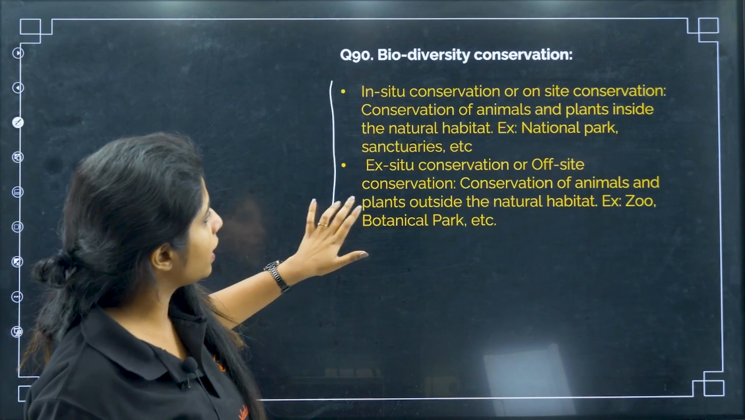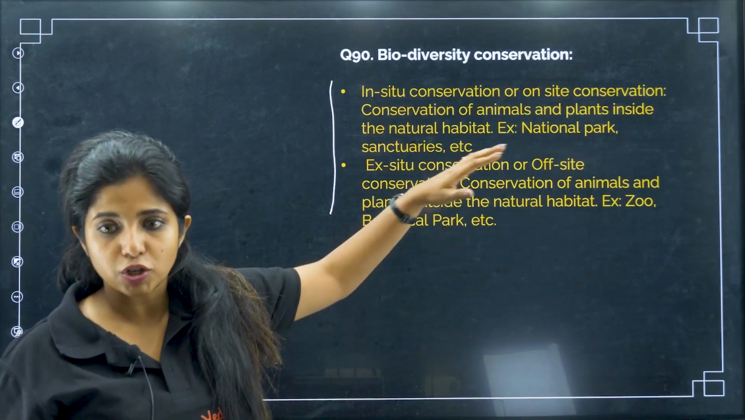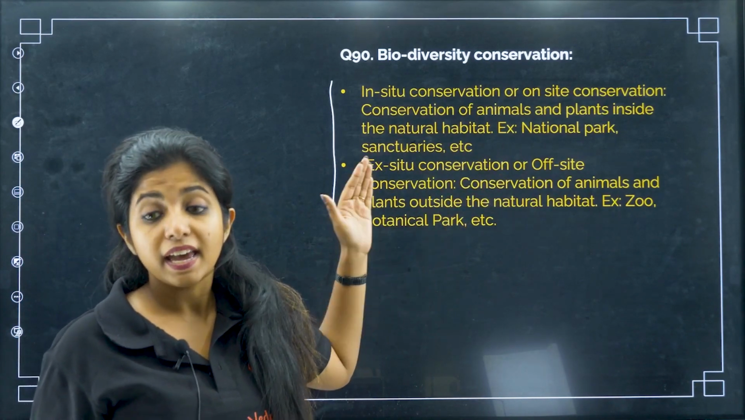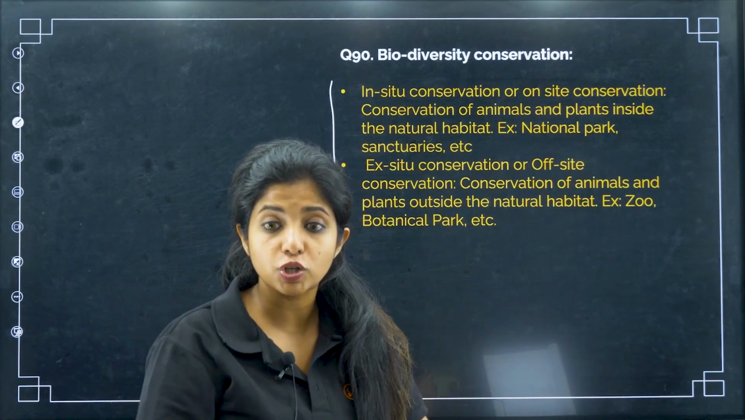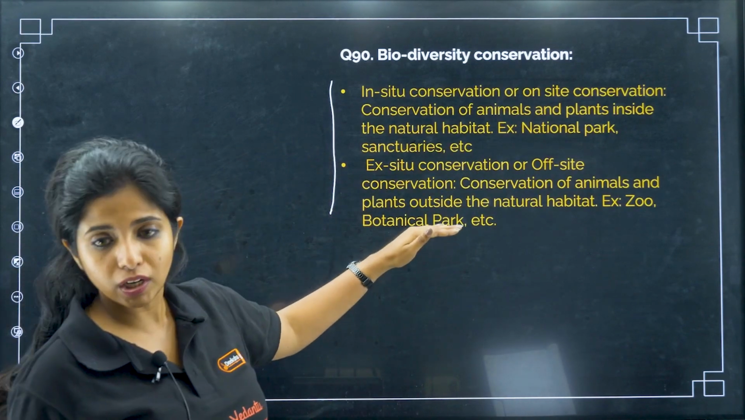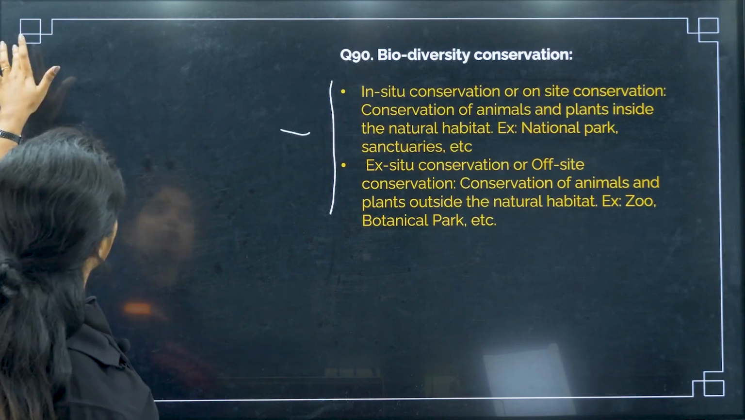Biodiversity conservation: in situ and ex situ conservation. In situ is at its own place; national parks, sanctuaries and things like that are examples. Ex situ is basically outside, so zoos, botanical gardens, cryopreservation and seed preservation all come under ex situ conservation. Here, sacred groves also come. Sacred groves are very much important.